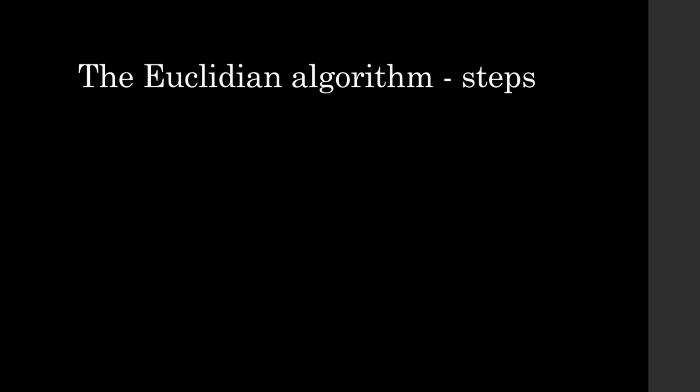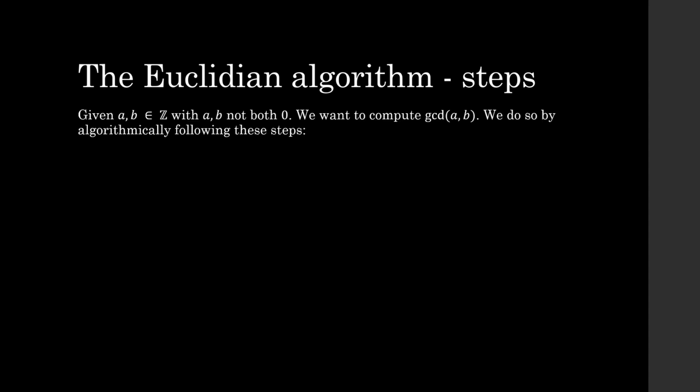Like any algorithm, the Euclidean algorithm is separated into steps. Those steps have to be concrete so that we can feed them into a computer, and a computer can do them. We're given two numbers, a and b, that are integers, with a and b not both 0, because if they're both 0, then the greatest common divisor is obviously 0. We want to compute the greatest common divisor of a and b, and we do so by algorithmically following these steps. If any of a and b are smaller than 0, we set them to their negatives.